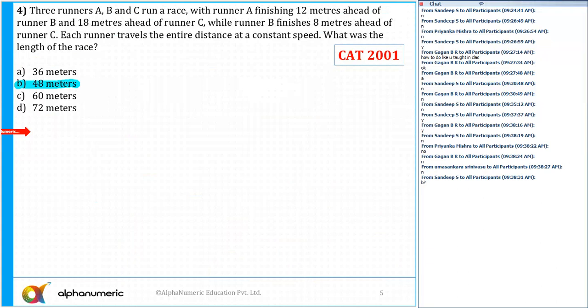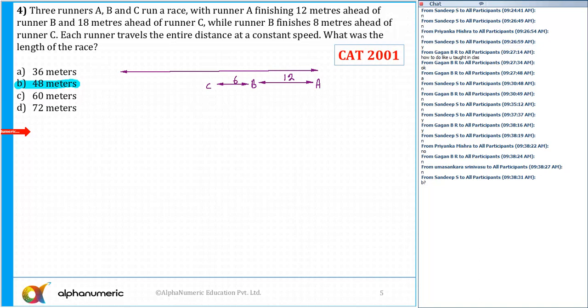It says 3 runners A, B, and C run a race with runner A finishing 12 meters ahead of runner B. So let's say this is the length of the race course. When runner A is here and runner B is here, the gap between A and B is 12 meters. A finishes 12 meters ahead of B and 18 meters ahead of runner C. So let's say C is here and the gap between B and C is 6. 12 plus 6 is 18.